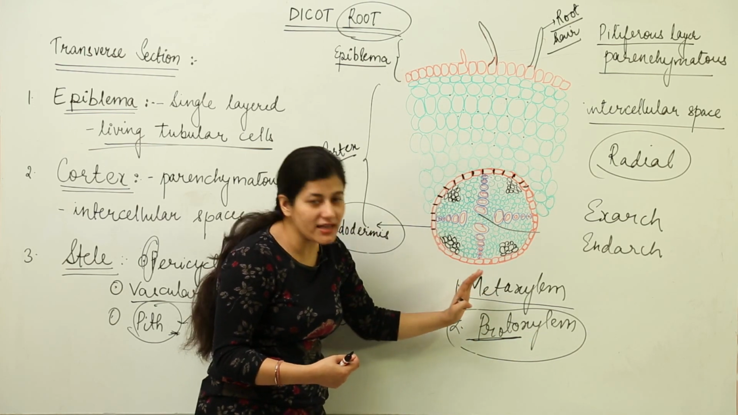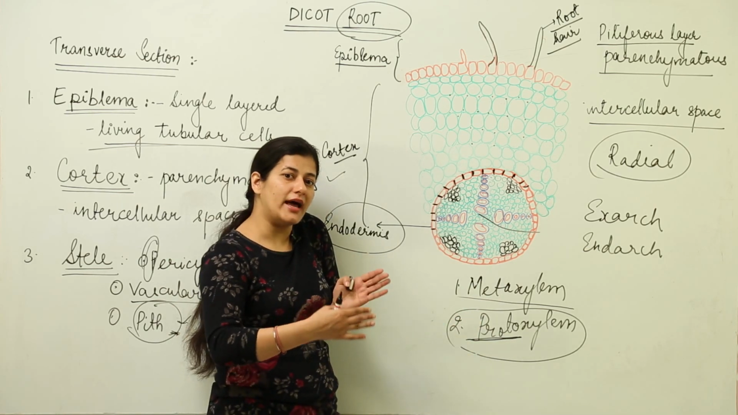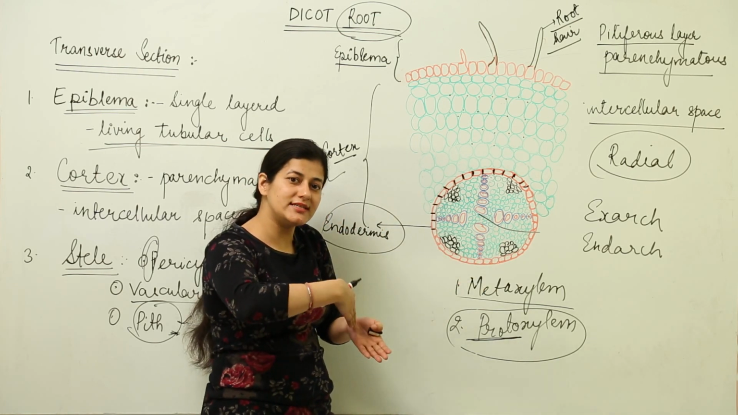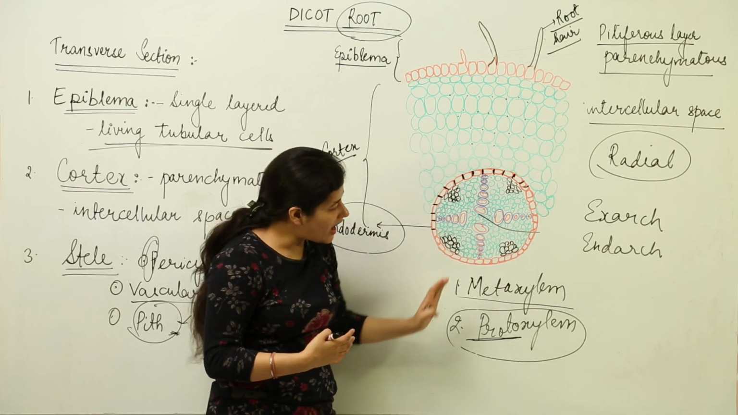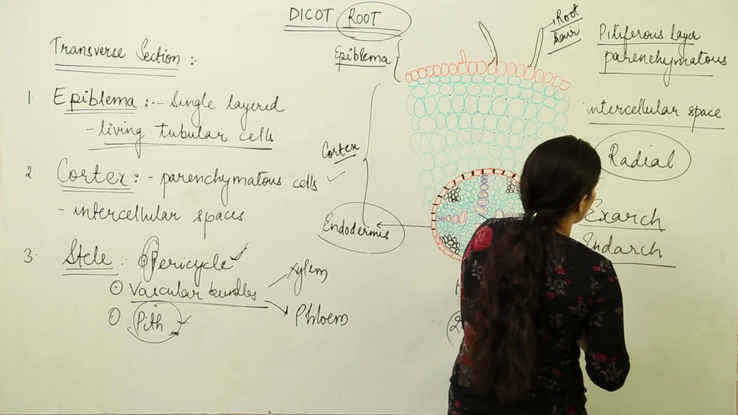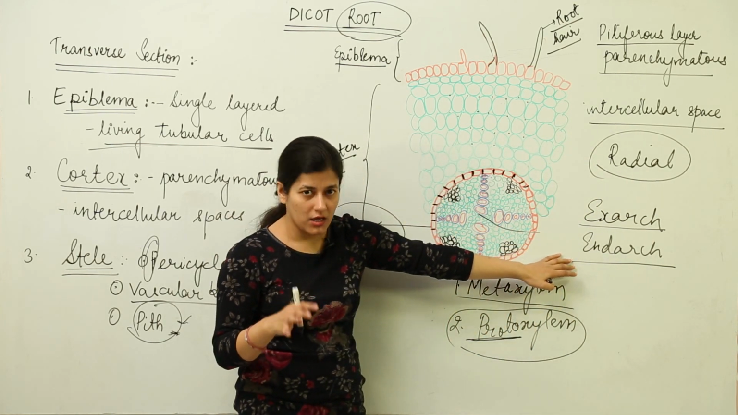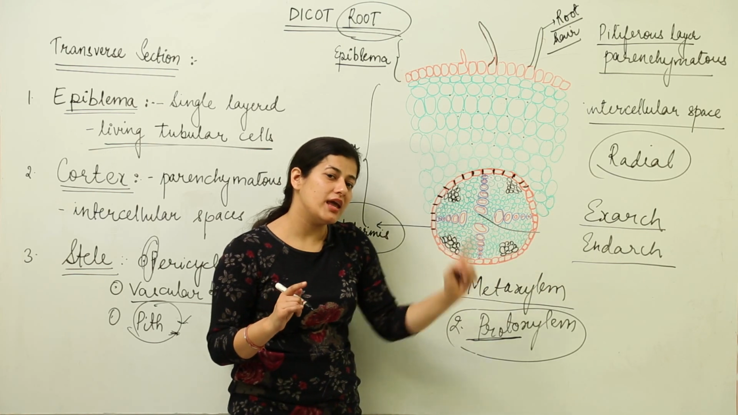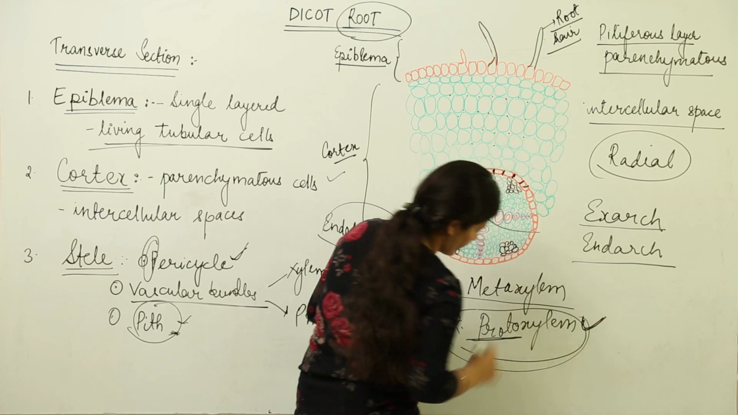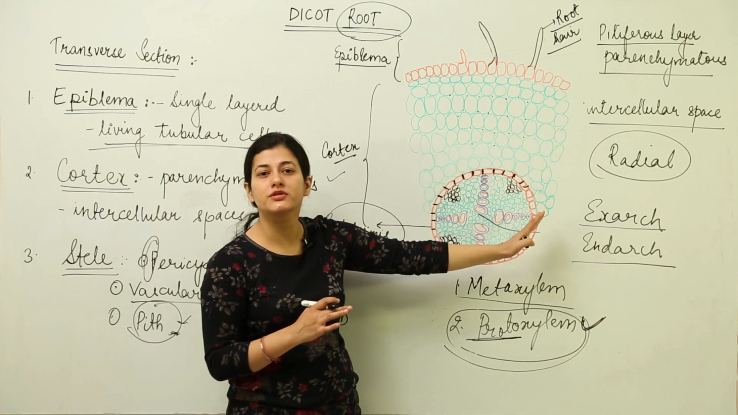Now, in context to the arrangement of these two xylems, whether the protoxylem lies towards periphery or whether it lies towards the central part in the stele, we have two arrangements. You have to remember, one is exarch, other is endarch. Now, whenever this exarch and endarch reference is made, it is made with reference to protoxylem. Wherever the protoxylem is located, we always keep in mind where the protoxylem is located.